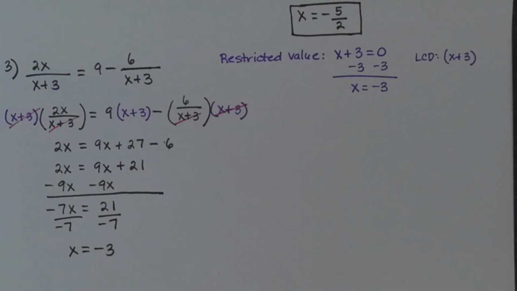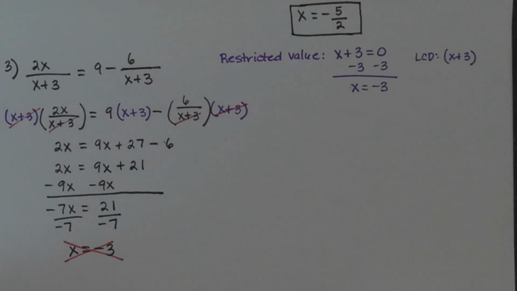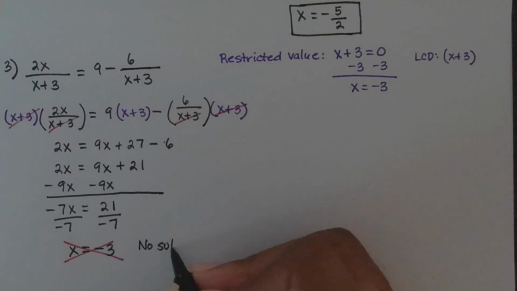Is x equal to negative 3 my restricted value? Yes, it is. If that's the case, we eliminate that altogether. So that means that this rational equation has no solution.